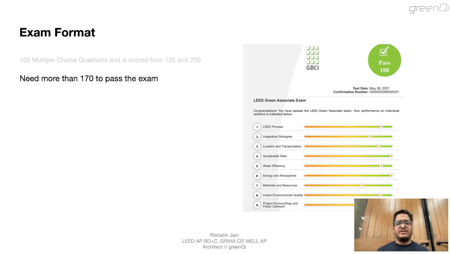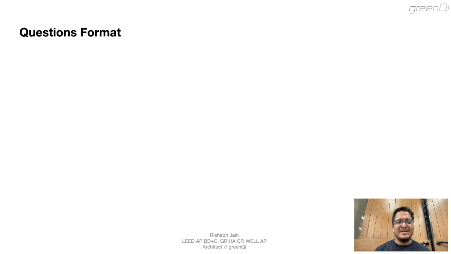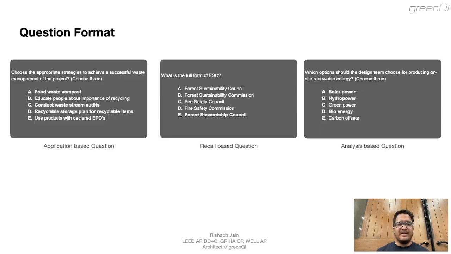You need a score of more than 170 to clear the exam. Right now, it might seem a little high, but trust me, it's easier to actually get the score. I got 188 in my LEED Green Associate exam back in May 2021. I lagged a little bit in Materials and Resources and Integrative Strategies. I hope you don't.